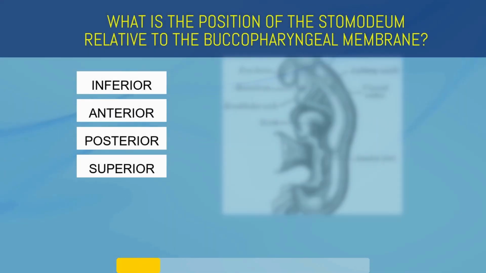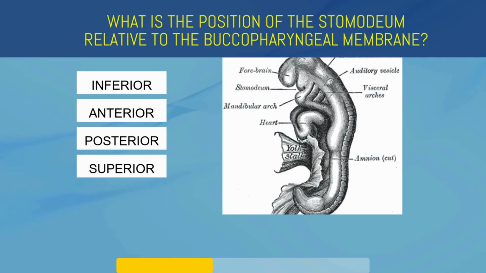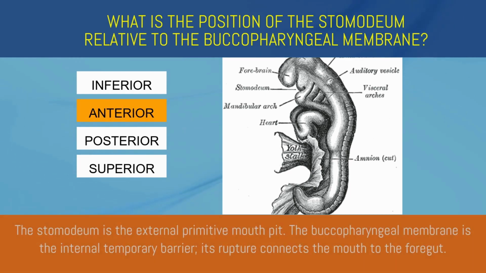What is the position of the stomodium relative to the buccopharyngeal membrane? Inferior, anterior, posterior, or superior? Anterior. The stomodium is the external primitive mouth pit. The buccopharyngeal membrane is the internal temporary barrier. Its rupture connects the mouth to the foregut.